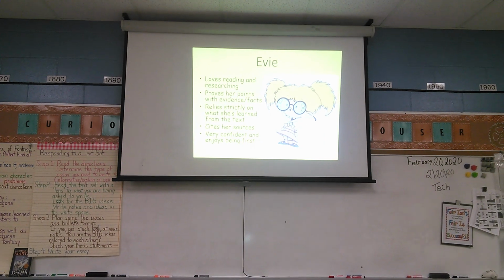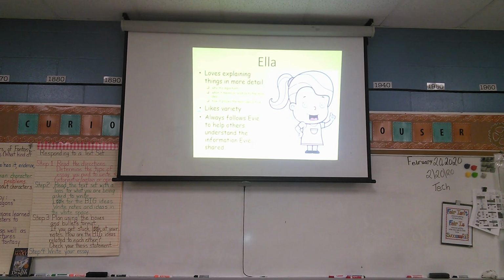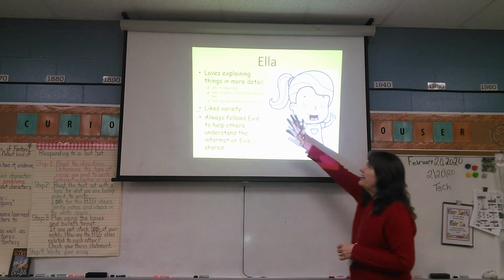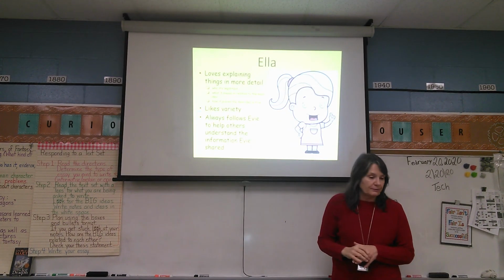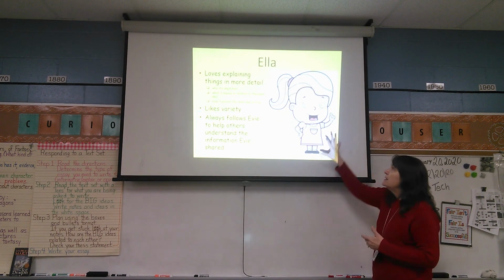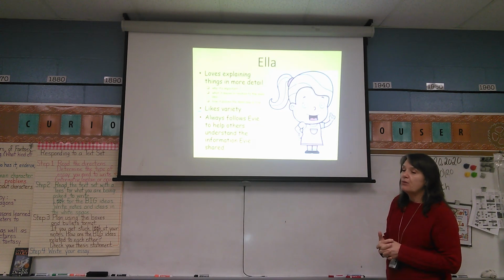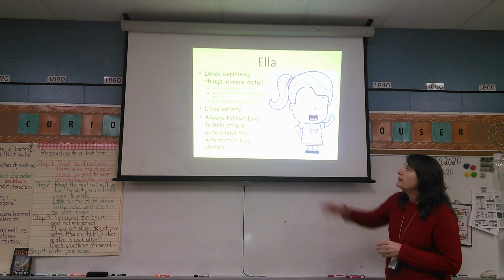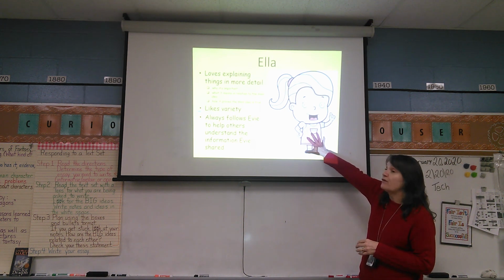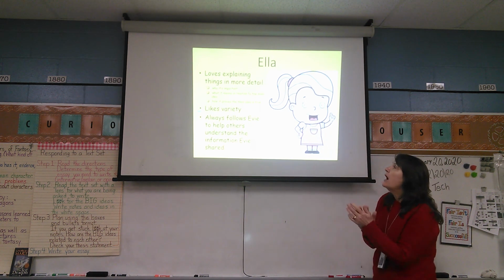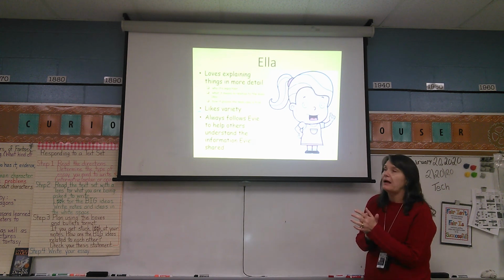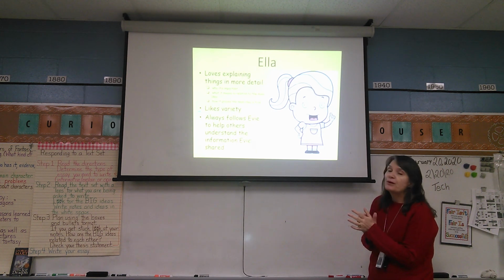Then she has a sister, Ella. This is Ella. Now, Ella likes to step in after Evie has presented her evidence, and Ella likes to explain things in more detail. She likes to tell people why that is an important piece of evidence. She wants to tell the reader, her friends who don't understand her sister, what it means in relationship to the main idea, and then how it proves the main idea is true.